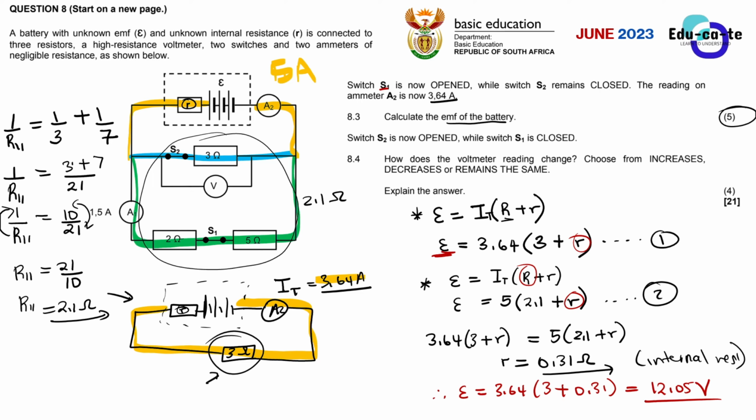So please be careful with your scenarios, guys. I still repeat, when you say that the switch is open, it simply means that there is no current going to flow through these 2 ohms and these 5 ohms.